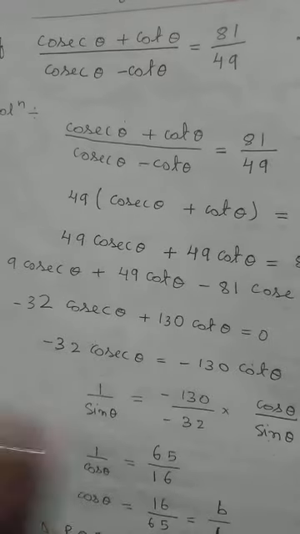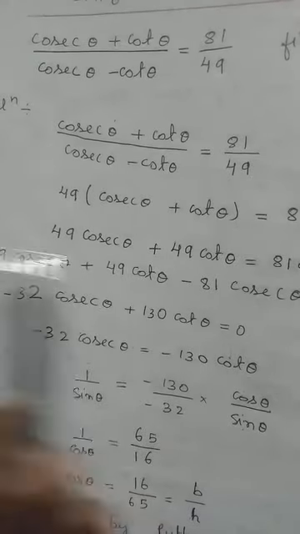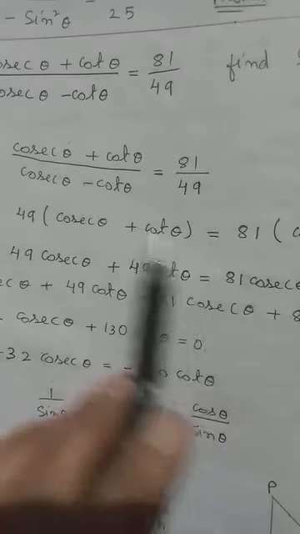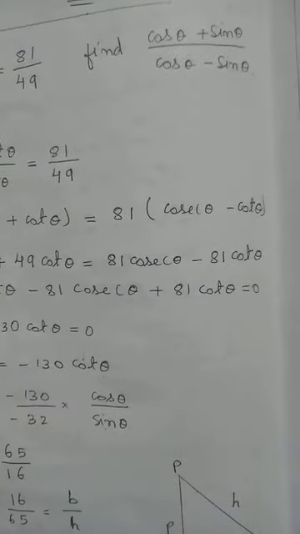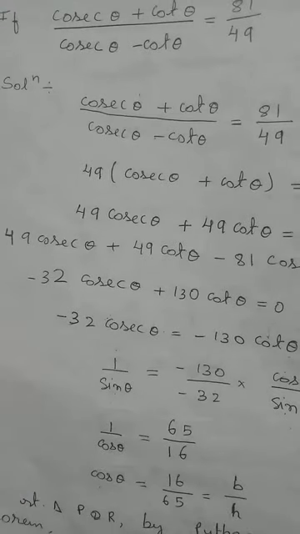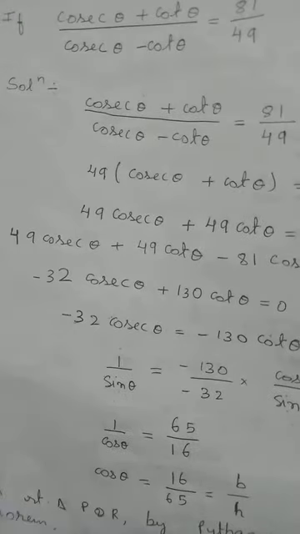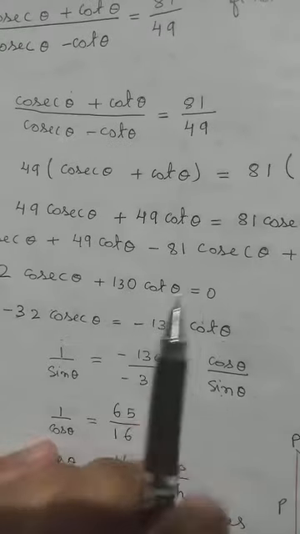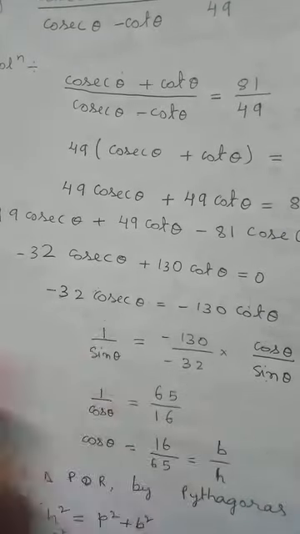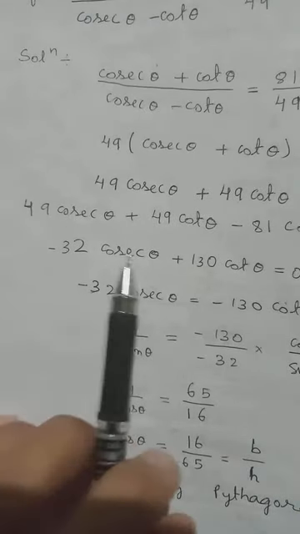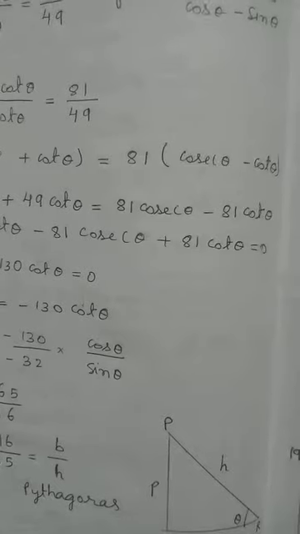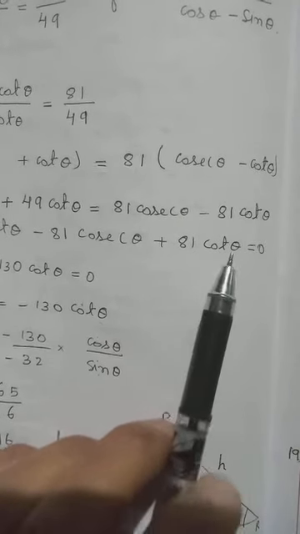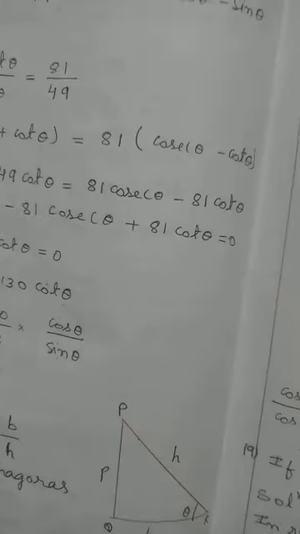Now let's bring them all to one side. So these two are plus, let it be like that. Here we have plus, when we bring this side it becomes minus. Again here is minus, if we bring this side it becomes plus. Now let us see cosec with cosec, cot with cot. Here you have 49 cosec which is plus. Then here we have 81 cosec which is minus. So let's subtract them. 81 minus 49, you will get 32 cosec theta. Then here we have 49 cot theta, and then here we have 81 cot theta. Both are plus. So let's add it.